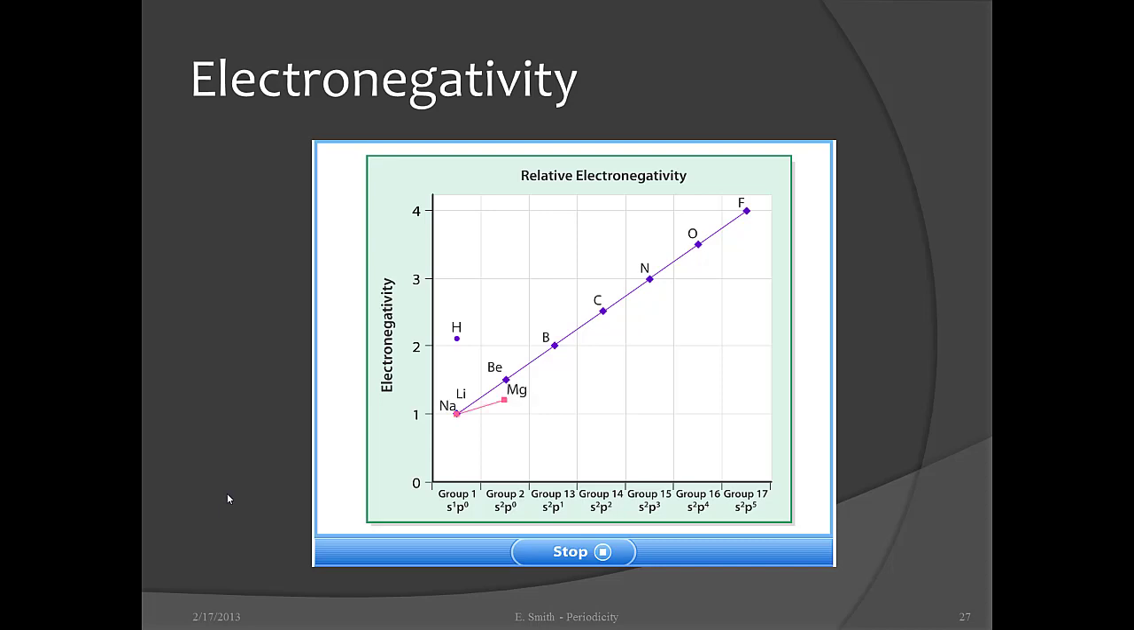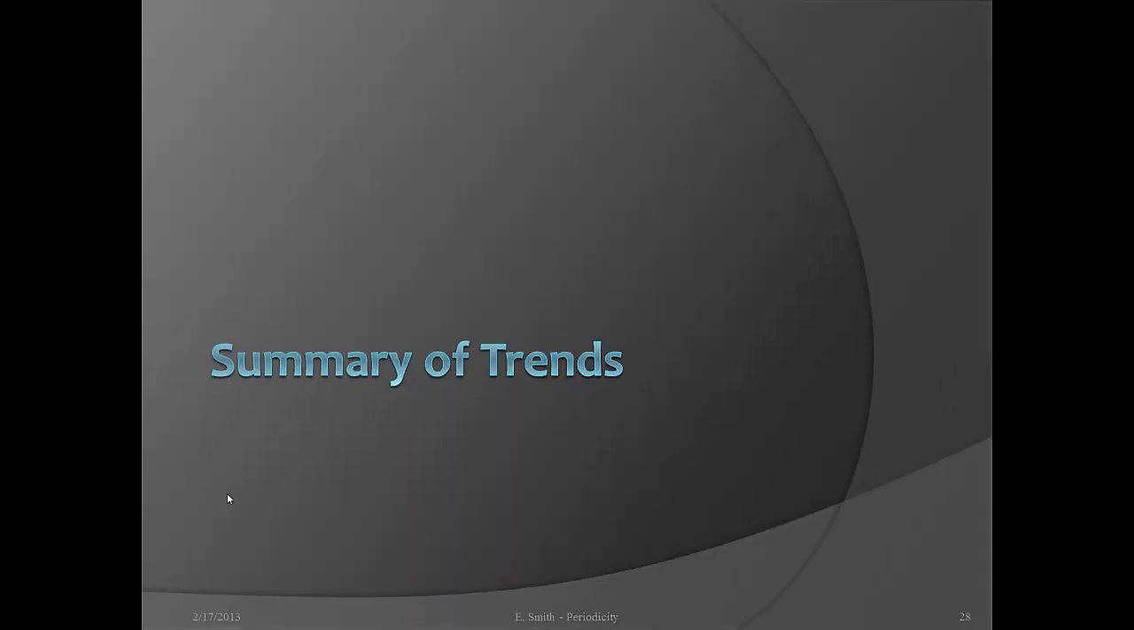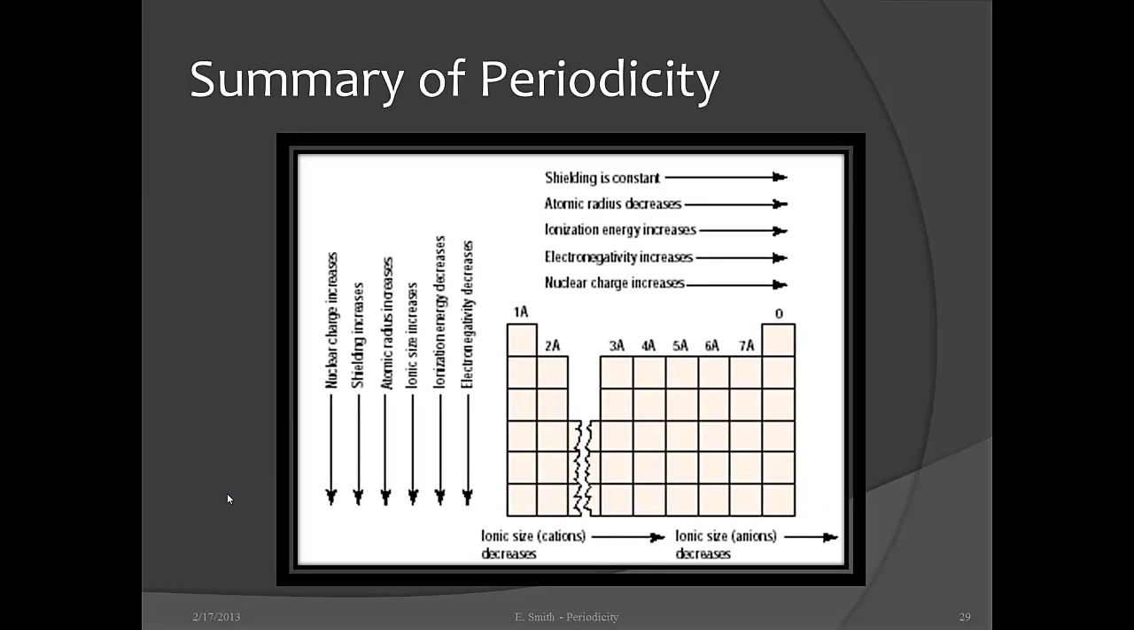As atoms get larger, the distance from the outer electrons to the atomic nucleus increases. The ability of these atoms to attract electrons to their outer orbitals decreases. So you can see, again, the idea of atomic size plays a role in all of these. So here's a general trend of what we just talked about today. Okay, is the idea of the shielding, atomic radius, ionic size, ionization energy, electronegativity.